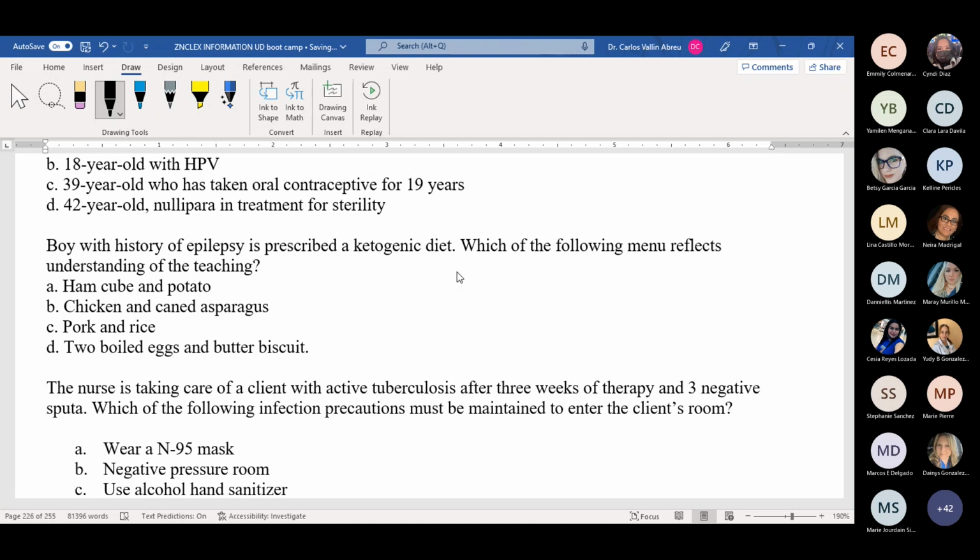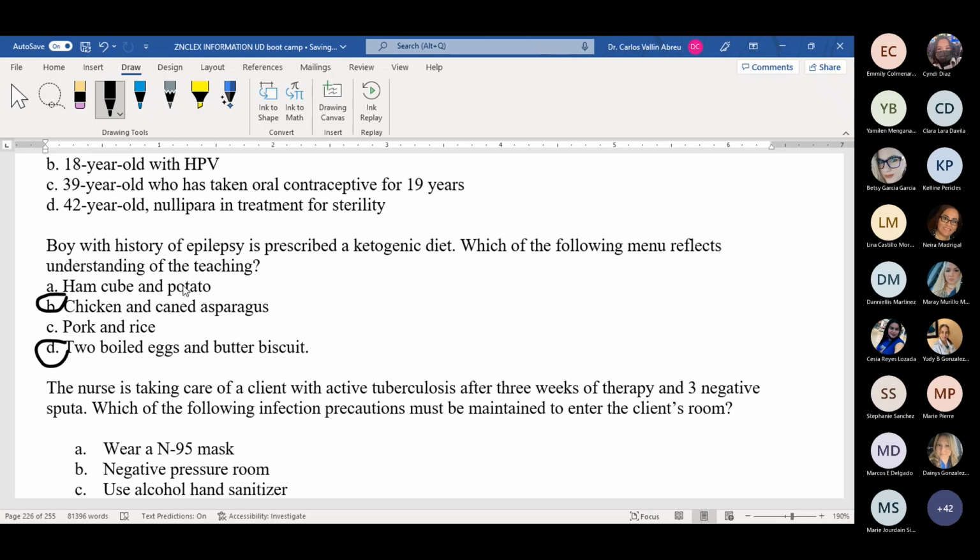Very good. Which of the following menus reflects understanding of the teaching? A: ham cubes and potato; B: chicken and canned asparagus; C: pork and rice; D: 2 boiled eggs and buttered biscuit. B as in boy? Yes, boy. D as in diamond? Can you repeat? I couldn't hear you. D as in diamond. Oh, D as in that. B. Okay.